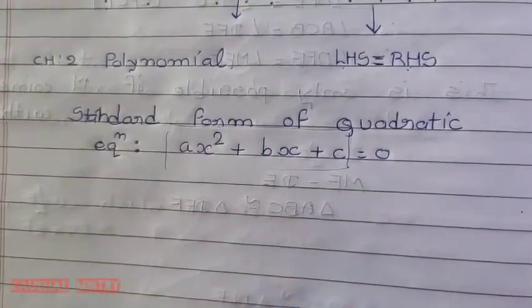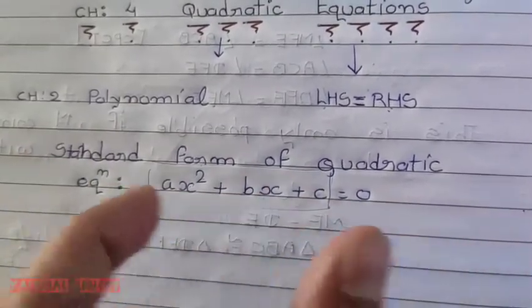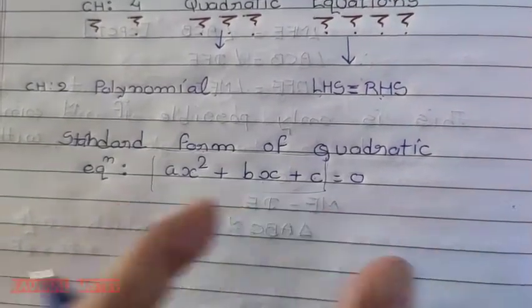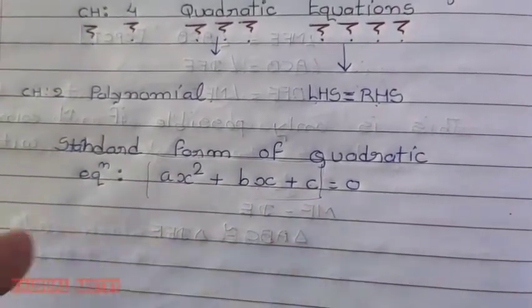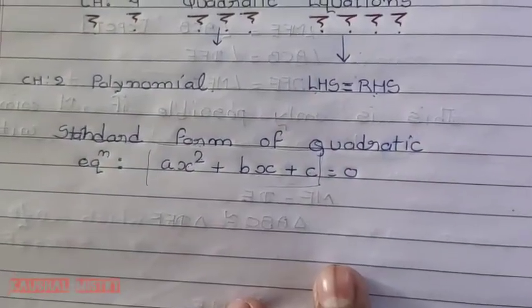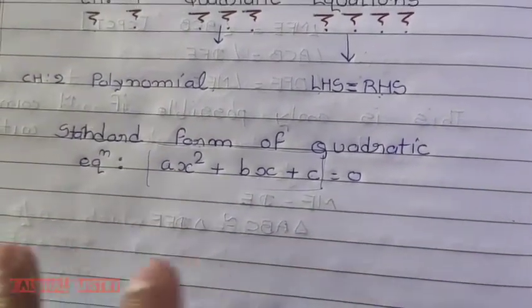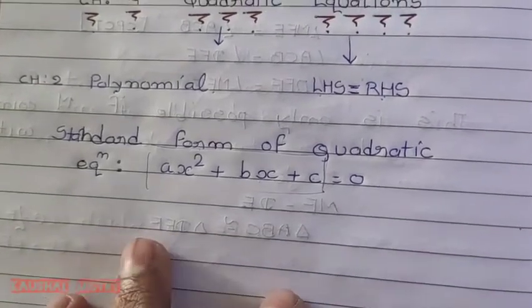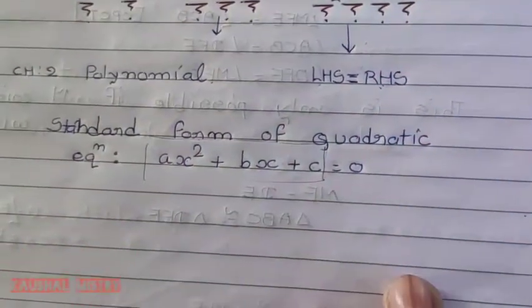Now in this chapter we are going to discuss how we have to solve this quadratic equation. There are 3 methods: completing the square method, factorization method, and quadratic formula. That means there is one formula using which we can solve this equation, right? And there are some worked examples we have to solve. First we have to form the equation and then solve the equation. Now first we are going to discuss whether the given equation is quadratic or not.